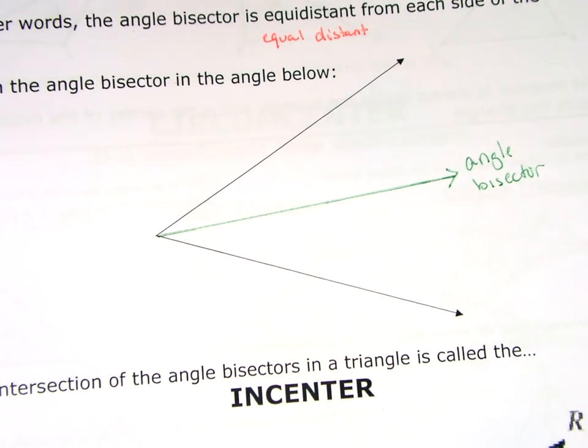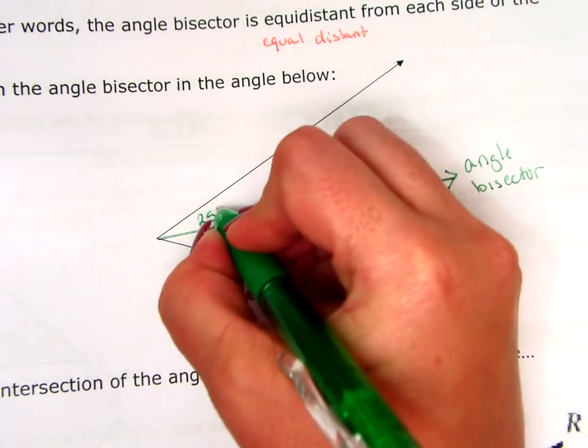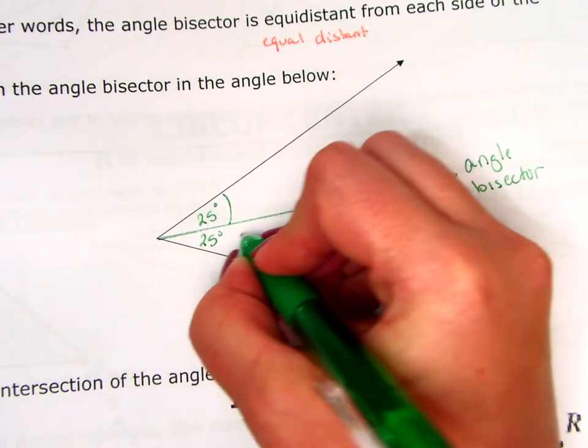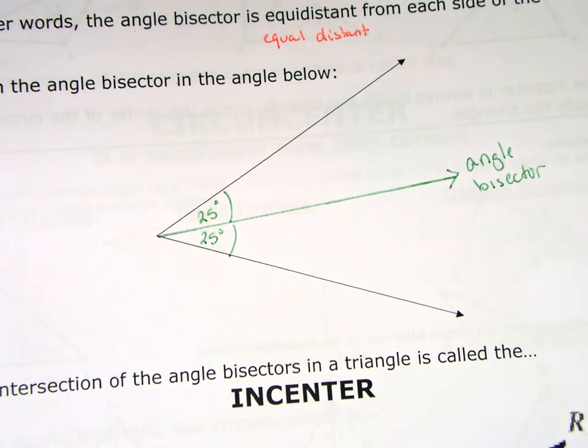Dividing that angle into two equal halves where each side is 25 degrees. So that the whole thing is 50 degrees. Notice I put little matching arcs on them because that indicates that they have the same measure. Okay?